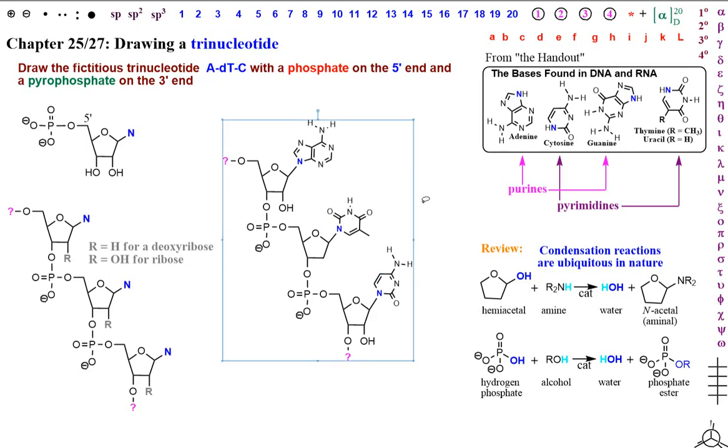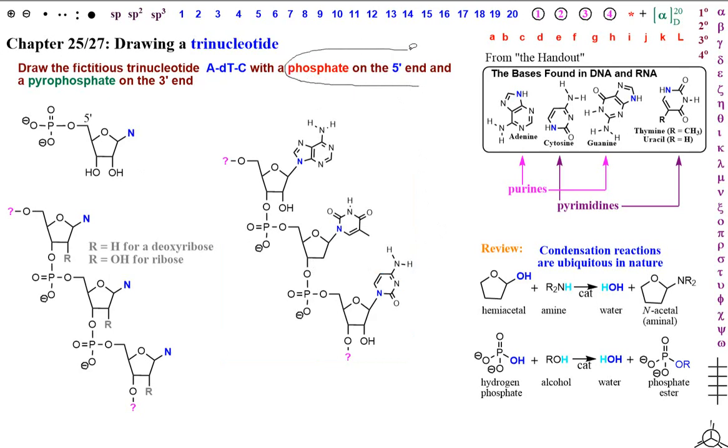Almost finished. We have to take care of our ends. We're told we need a phosphate on the 5' end. Hey, that's what I drew the first time. I'm going to move this over to here because that's the one I want. So we have a phosphate group over here on the 5' end. And the 3' end is this down here. There's got to be something there. And that is carbon 3 of ribose. 1 is the anomeric carbon, 2 is there, and 3 is there.